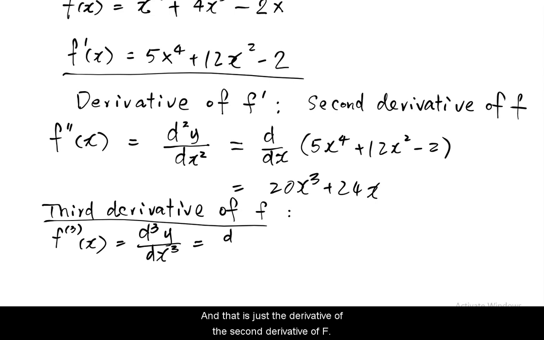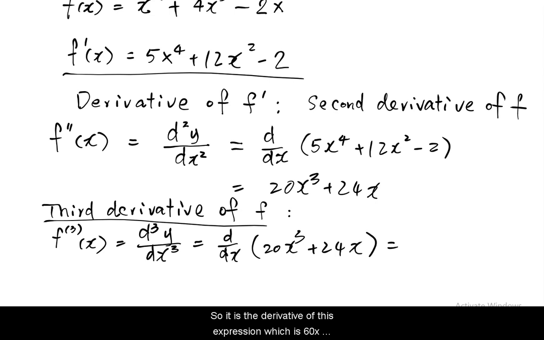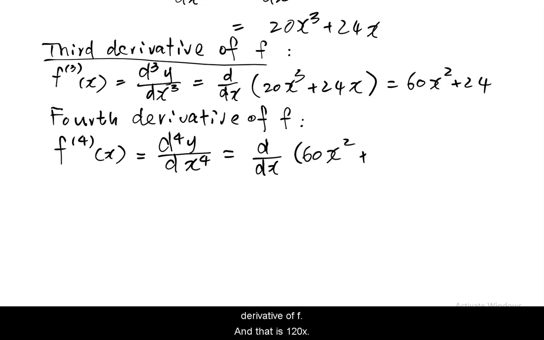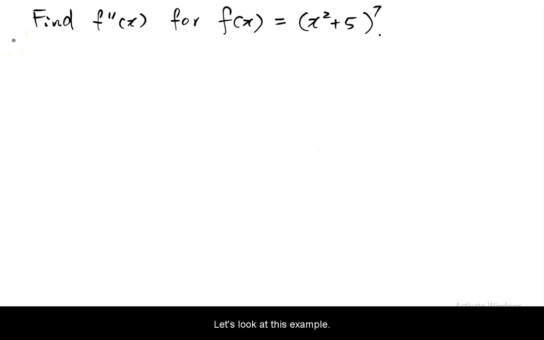Right, so it is the derivative of this expression, which is 60x squared plus 24. Of course, you can keep going. The fourth derivative of f will be the derivative of the third derivative of f, and that is 120x. Let's look at this example.